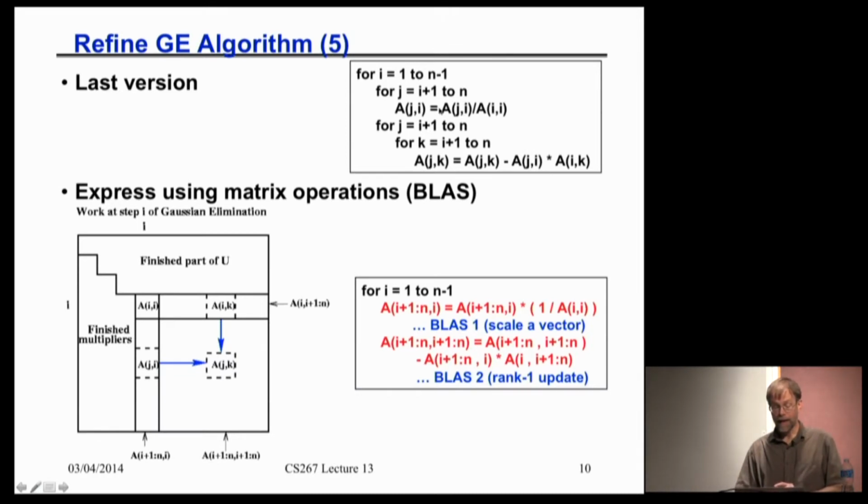And I recognize that this loop is really a call to the BLAS 1. So this is a single subroutine call. What am I doing? I'm taking this column of the matrix, and I'm dividing it by the diagonal. So that's a single BLAS 1 call. Here I've written it in MATLAB. So it's a single line of MATLAB.